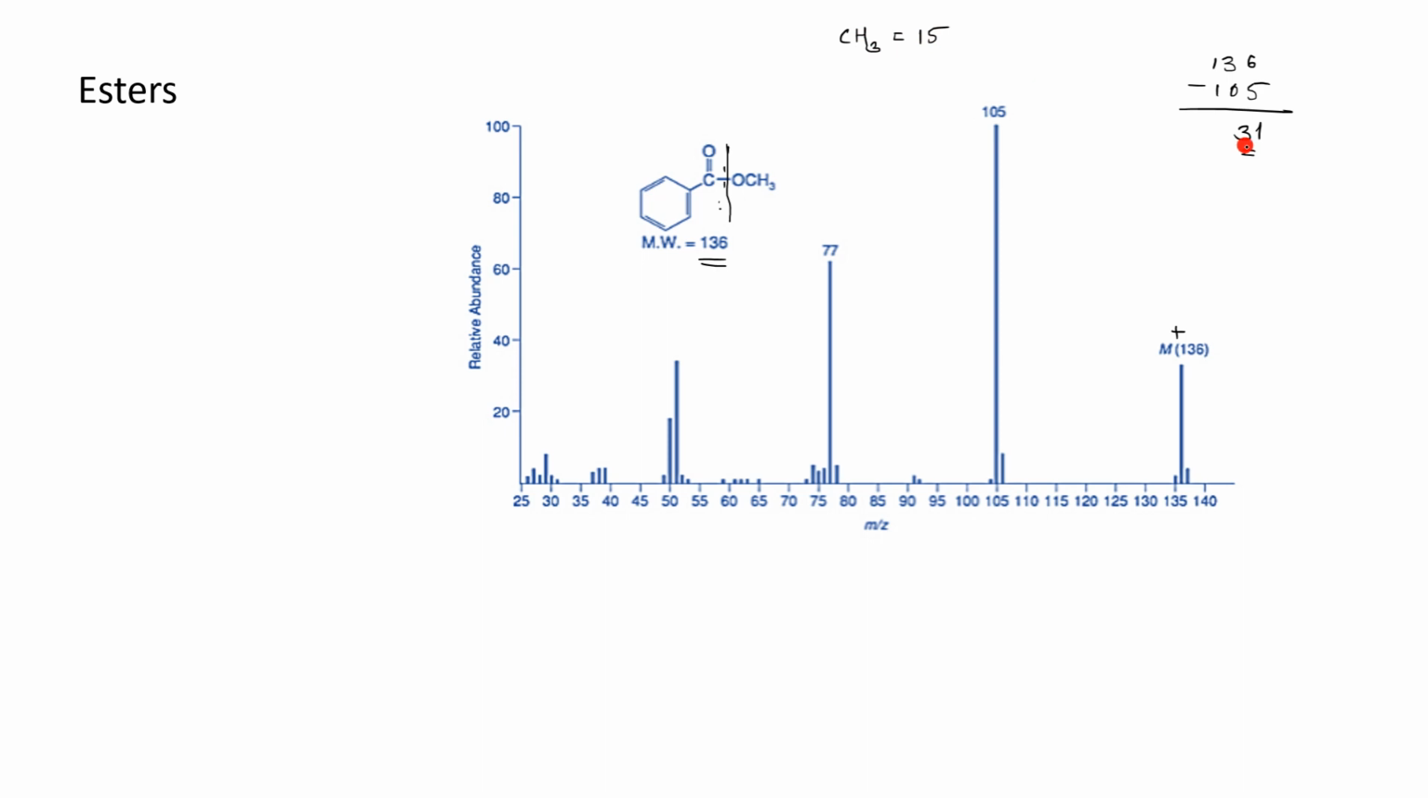CH3 is 15, but this is 31 which is lost, so CH3 is not lost. Now if you add CH3O, what is this? 16. So this is 31. That means what is lost? OCH3. That means this peak should be C double bond O. Acylium ion it is called.